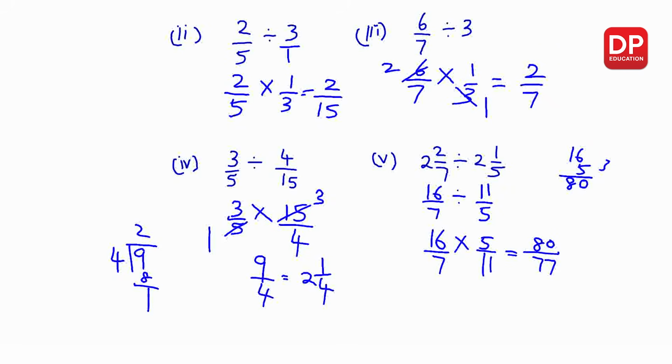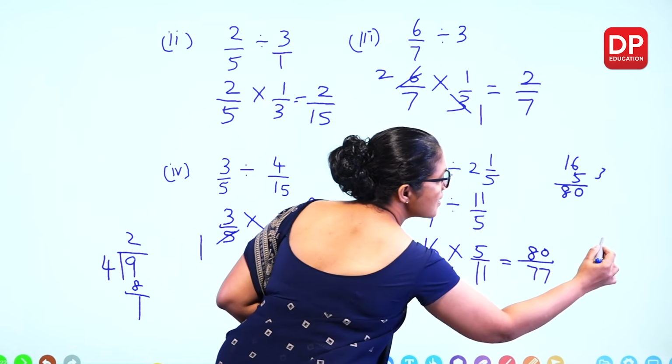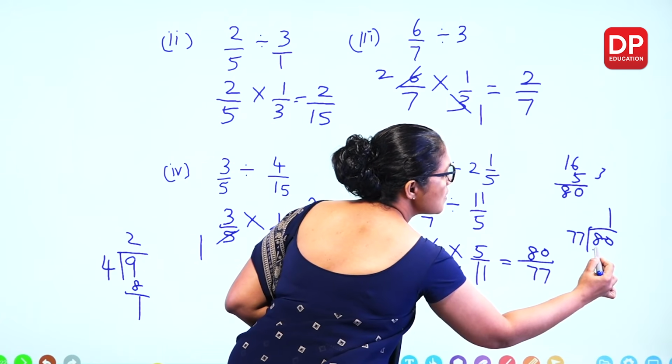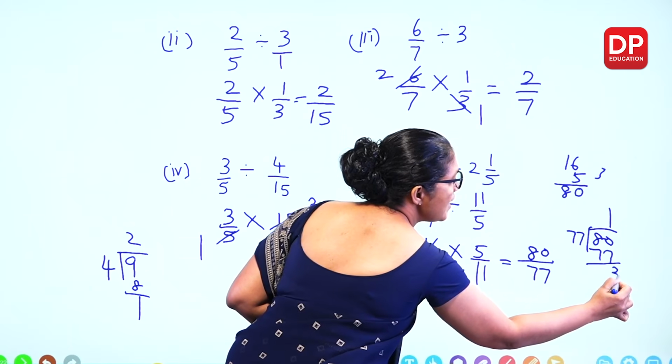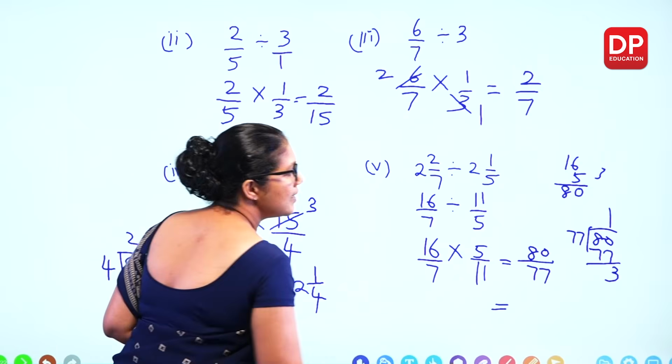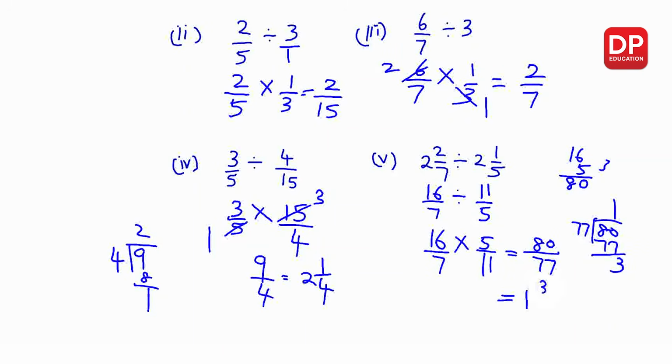This is also an improper fraction. So convert. 80 divided by 77. How many 77s? 1 and remaining 3. So how can you write down the answer? 1 and 3 over 77.